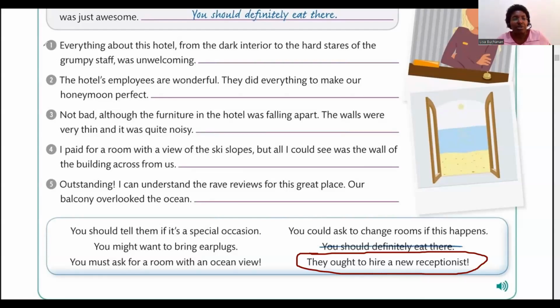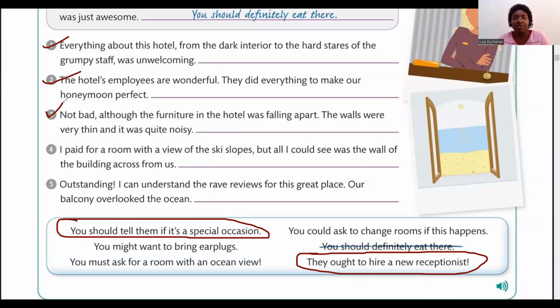So let's look at number 2. The hotel's employees are wonderful. They did everything to make our honeymoon perfect. So what would you say? You could say they should tell them if it's a special occasion. Right? So let the hotel know it's your honeymoon or some other occasion, and they will be wonderful to you. Let's look at number 3. Not bad, although the furniture in the hotel was falling apart. The walls were very thin and it was quite noisy. So what's the recommendation? You might want to bring earplugs.